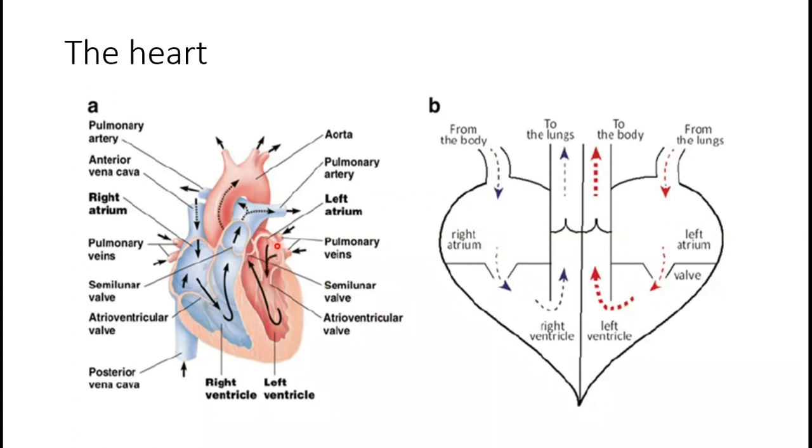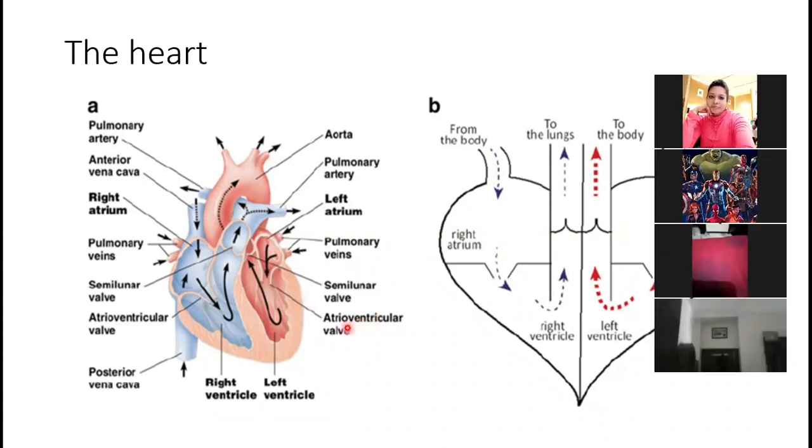Then this left atrium entry point to the left ventricle is again guarded by a valve which is known as atrioventricular valve. The left side of atrioventricular valve is also known as bicuspid valve.